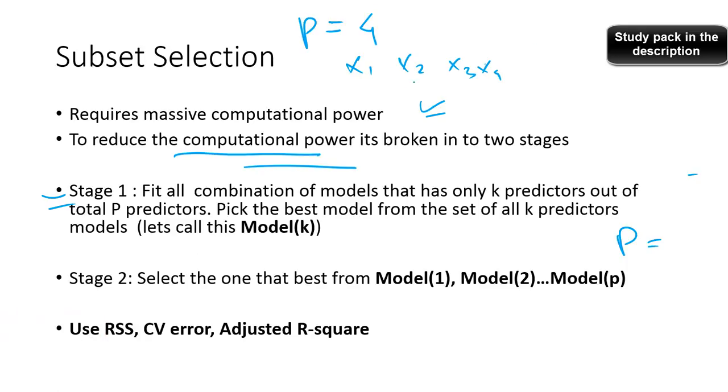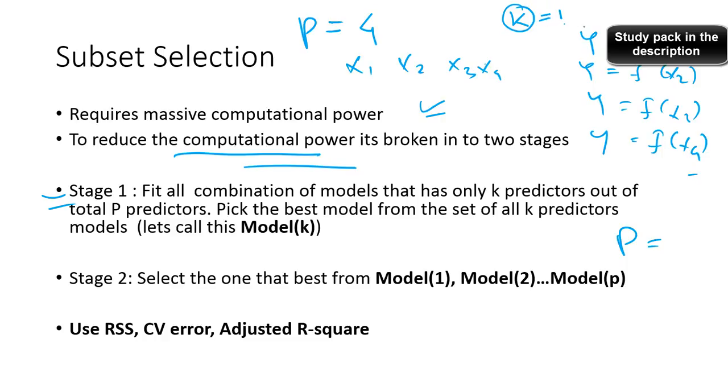Now, for instance, we have models where we have just one variable. We will assume that as k, so let's say k equal to 1. That means a one-variable model. So y is a function of x1, then y is a function of x2, y is a function of x3, and y is a function of x4. So when k equal to 1, you have 4 models, and you'll have to choose what is the best out of these 4 models. So the first step, you just compute the 4 models and pick the best one of them.